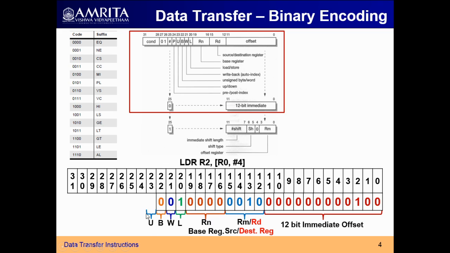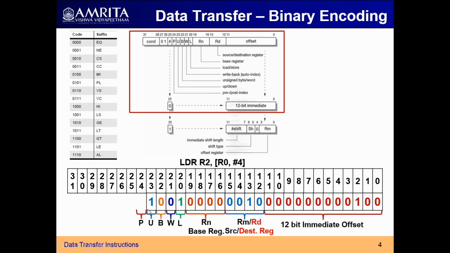Then the next bit will be U bit. U bit stands for whether you are adding the offset to the base address or subtracting the offset from the base address. In my case, you are adding the offset to the base address, so U bit will be 1. If you are adding the offset, U bit will be 1. If you are subtracting the offset, U bit will be 0. You can see here 1 bar 0. 1 means you are adding the offset.